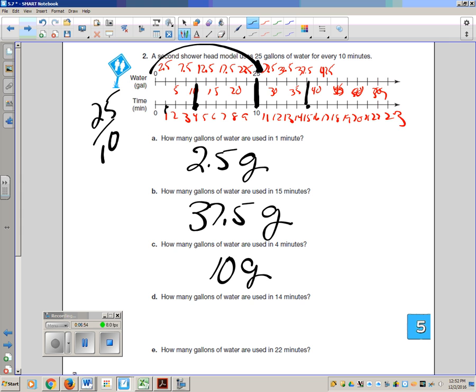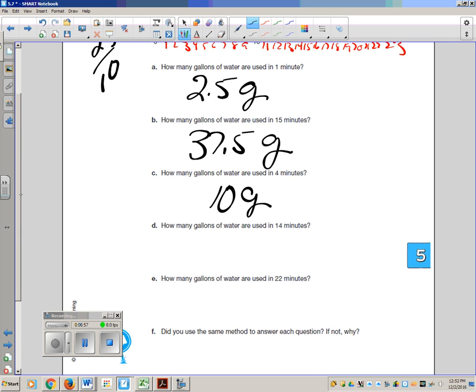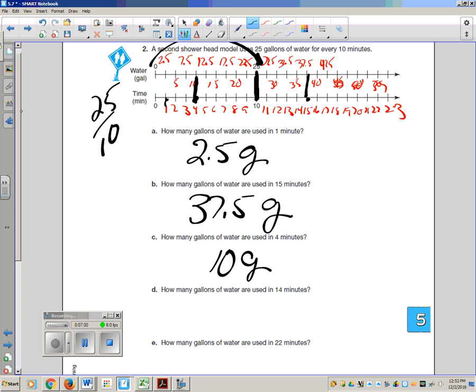How many gallons of water are used in 14 minutes? There's 14, that's right below 35. And E, how many gallons of water are used in 22 minutes? 22 is right here, and that number is 55. 55 gallons. Okay? Once you get your number line set up with the correct interval, the questions are pretty easy.